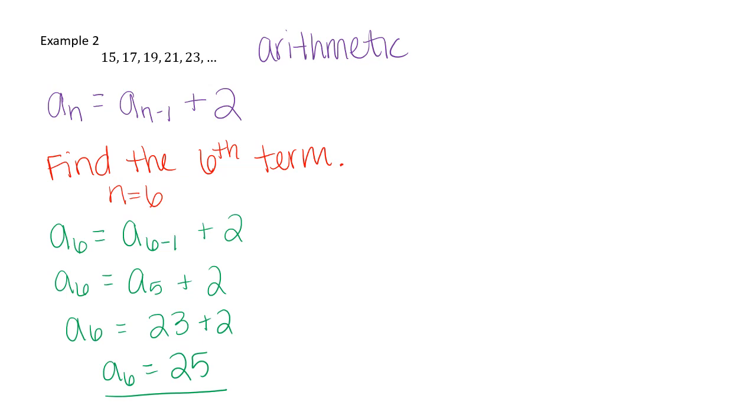So the recursive formula is very helpful if you know the previous term. But if you're looking for a very specific term number, and it's pretty far away from the selection of terms that you've been given, for instance, on this one, if I wanted to know what the 20th term was, the explicit formula is going to be a lot easier to use for that one.